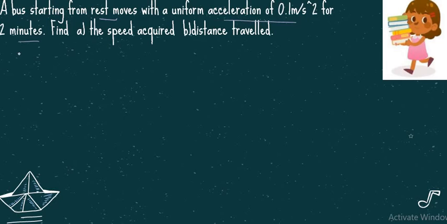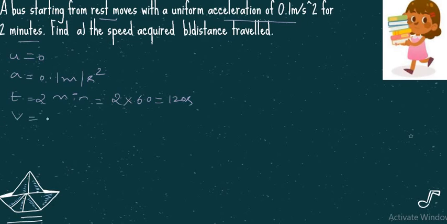See, it is starting from rest means I need to take u value as 0. And what is the a value they have given? It is 0.1 meter per second square for time as 2 minutes. So I need to convert this minutes to seconds. 2 into 60, that is equal to 120 seconds. What we need to find here? We need to find the speed. I will take v, and distance traveled I need to find.